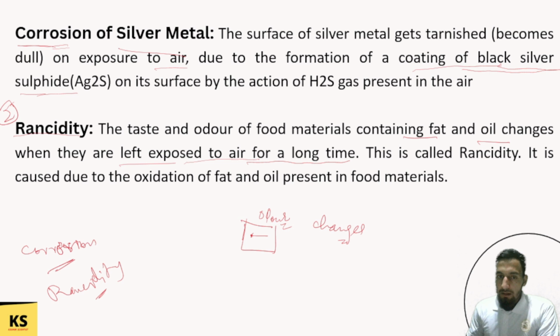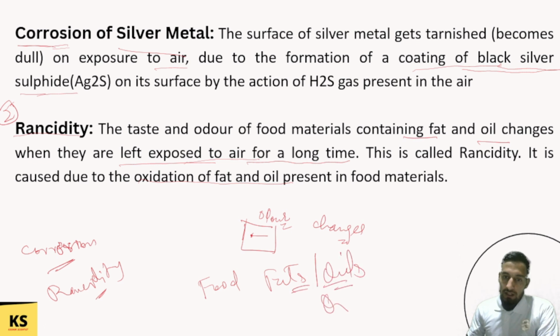So why does that happen? That is actually due to air and oxidation. Oxidation happens in it and we say that this food has become rancid now. It is caused due to the oxidation of fat and oil present in the food. So why does this happen? Because in our food material either fats are present or oils. These two substances get oxidized, and that changes their odor and color, color and taste.